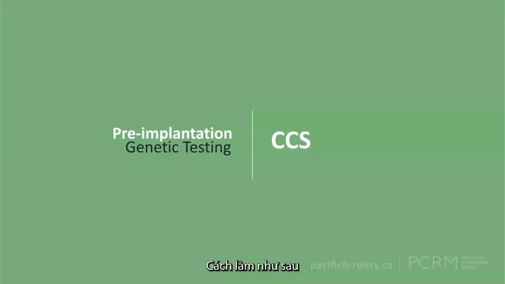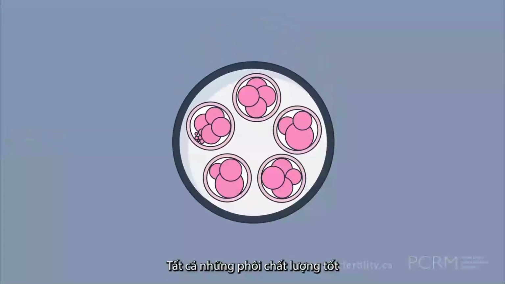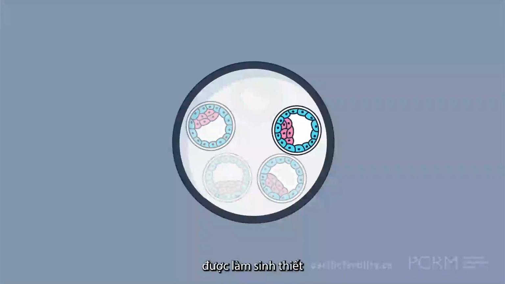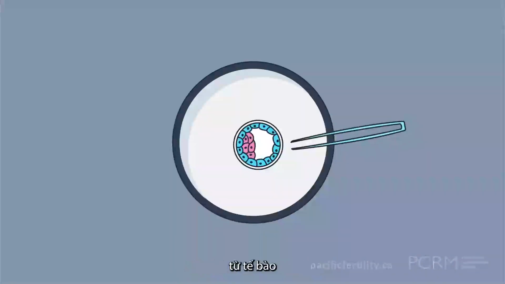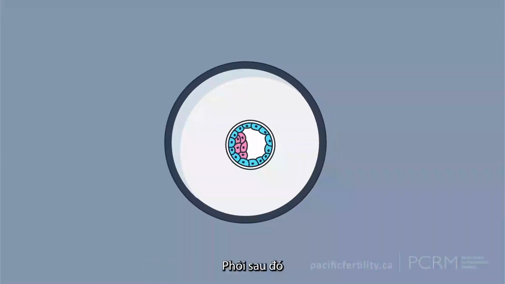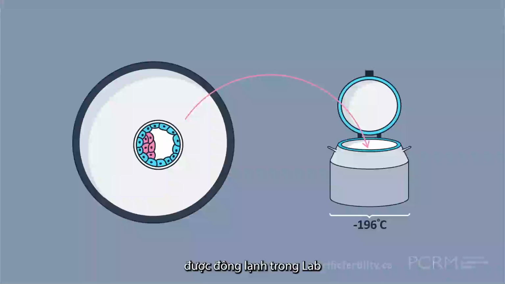Here's how it works. All good quality embryos that make it to the blastocyst stage by day 5 or 6 are biopsied. A few cells are removed from the trophectoderm or placenta of each embryo. Embryo damage is very rare. The embryo is then frozen and stored in our lab.